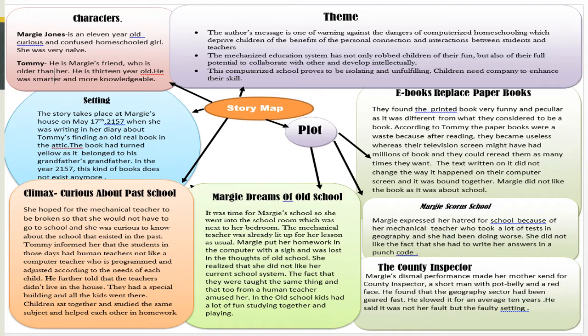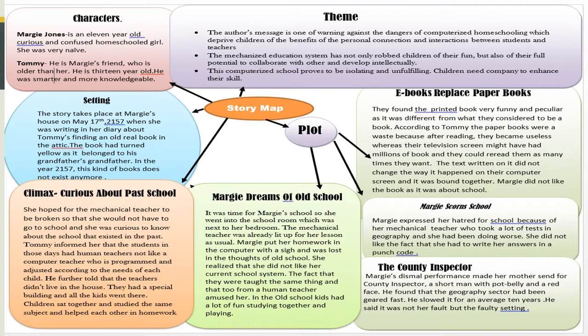Now, let us take a look at the characters which we are already introduced to. Margie, the character from the future students. Margie Joan, who is an 11-year-old curious and confused homeschooling girl, and she is very naive. Tommy is Margie's friend who is older than her, a 13-year-old. He is very smart and knowledgeable.